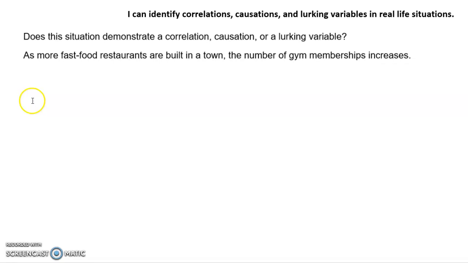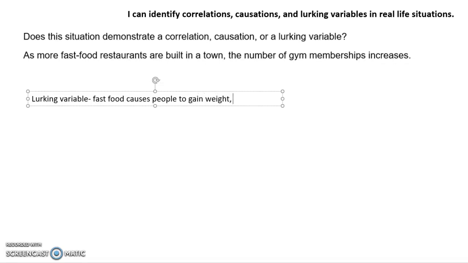So what about this situation? As more fast food restaurants are built, the number of gym memberships increases. Well, there's no direct cause, right? Because every time you build a fast food restaurant, people aren't going to go buy a gym membership. However, there is a lurking variable, right? We could say that fast food causes people to gain weight, right? So this increase in gaining weight would cause people to go out and buy more gym memberships. So we would say there's a lurking variable here, that is the weight gain caused by the fast food consumption, that is causing this relationship between these two variables.